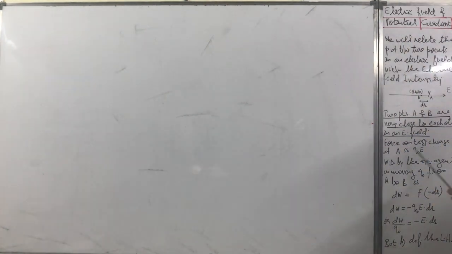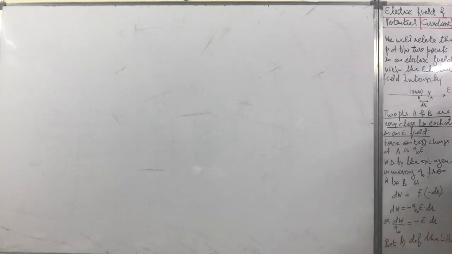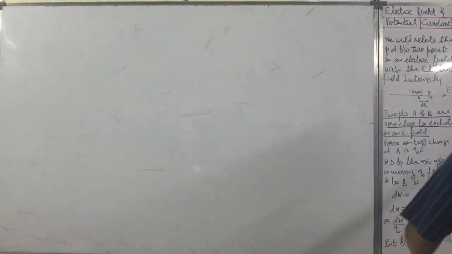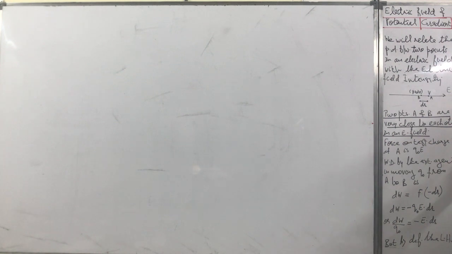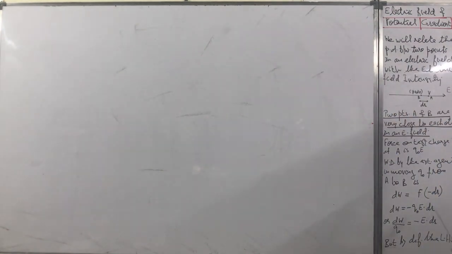The force on the test charge at A is Q naught E along the field. The external agent will apply a force opposite to the field. Here, this is the force acting, and the work done by the external agent is positive. Work done by the external agent in moving the charge Q naught from A to B is dW equal to F into minus dr. You can regard this to be the origin and this direction as positive. And this dr is actually negative, because we are moving opposite to the field. That is why it has been taken to be negative. So dW is F into minus dr.